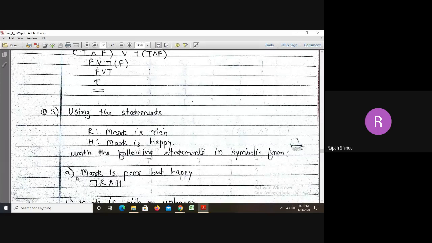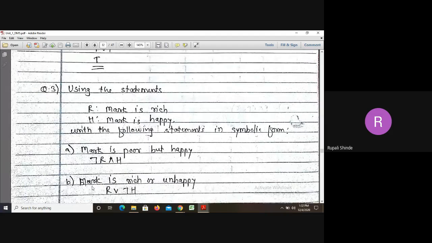That's why we can consider this statement that Mark is poor as negation of R. But means what? And operation. That is conjunction operation. And next is given as he is happy. So Mark is happy for this statement. One symbol is given, that is H. That's why symbolic form of first statement is negation of R and H.